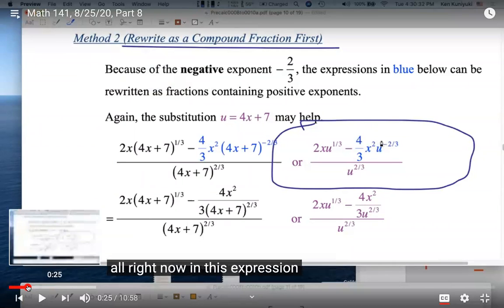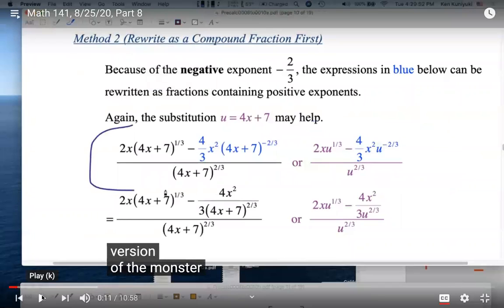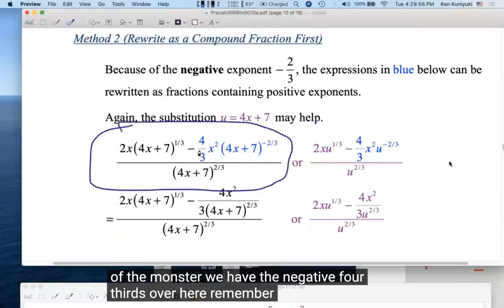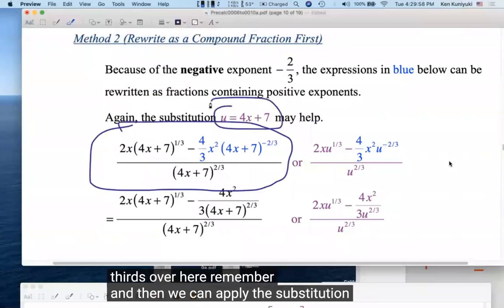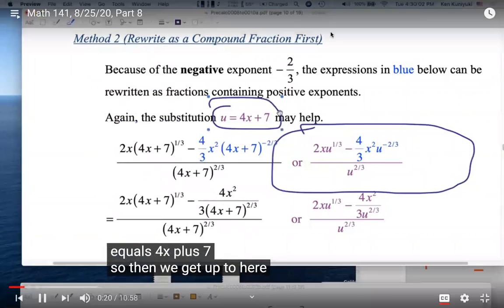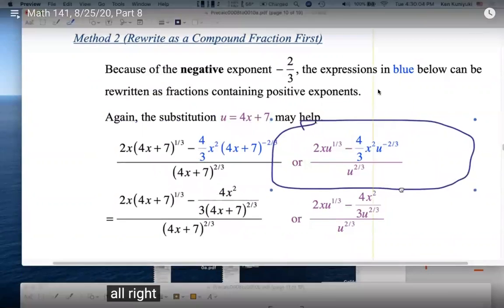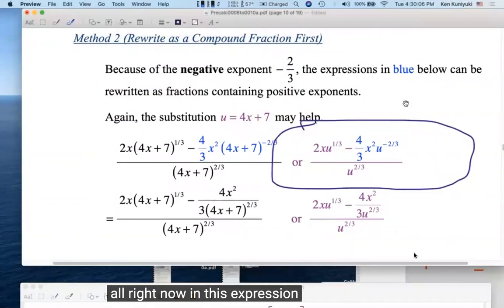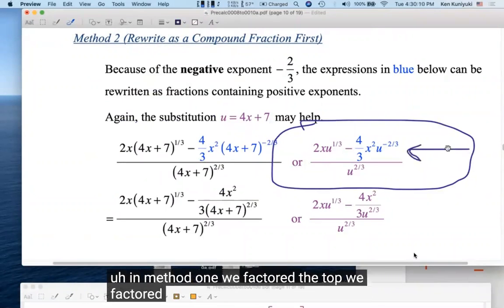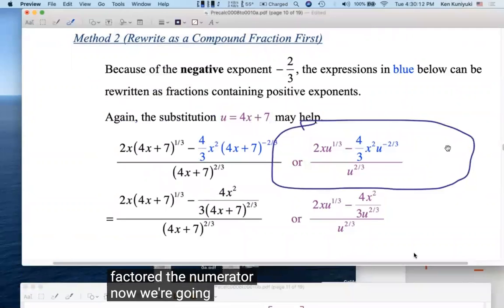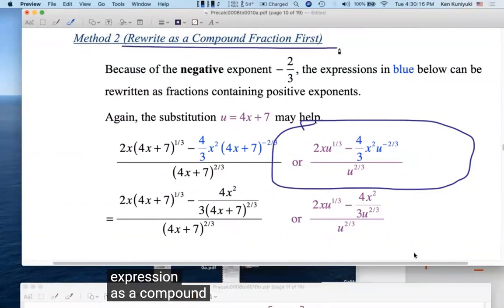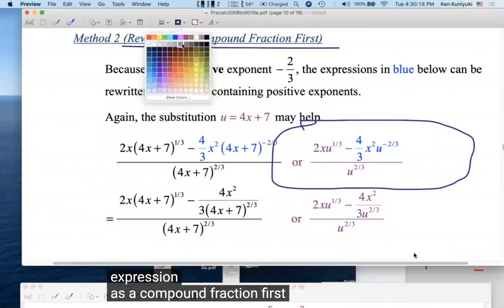Okay, let me go back a little bit to catch the recording. We have the negative 4/3 over here, remember? And then we can apply the substitution, u equals 4x plus 7, so then we get up to here. Now, in method 1, we factored the top, the numerator. Now we're going to try a different method. We're going to rewrite this expression as a compound fraction first.